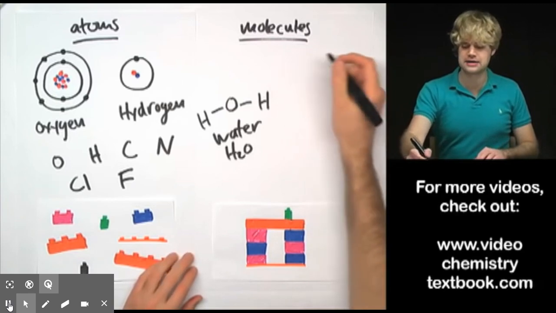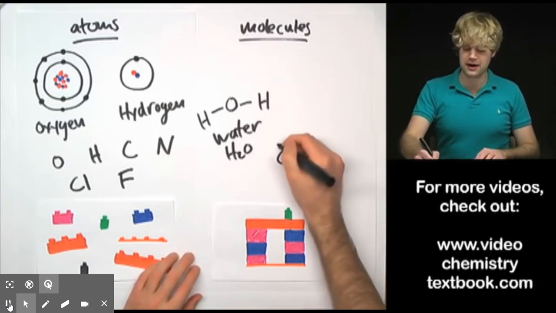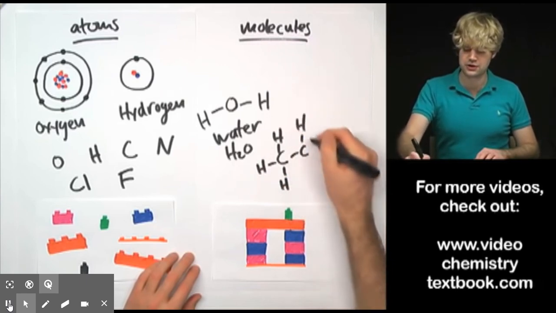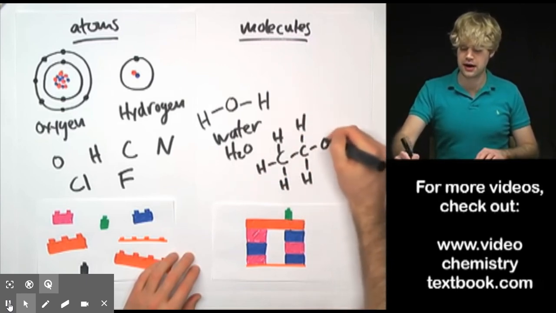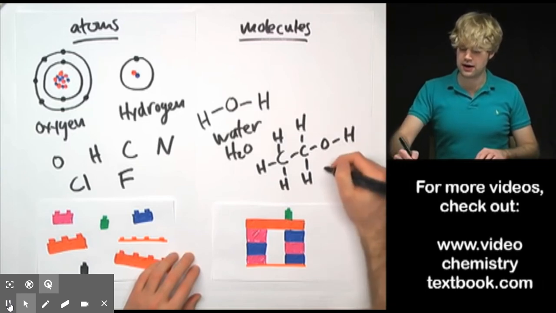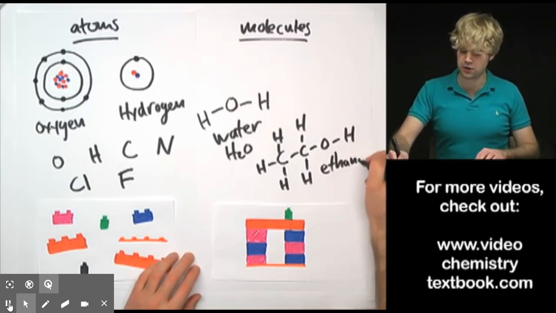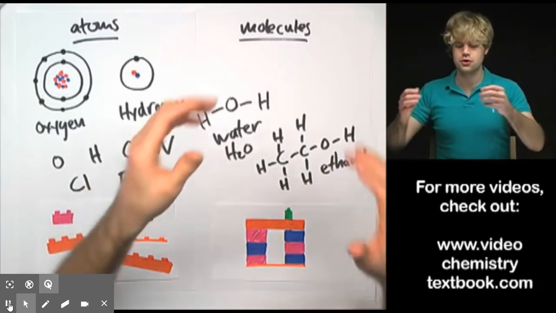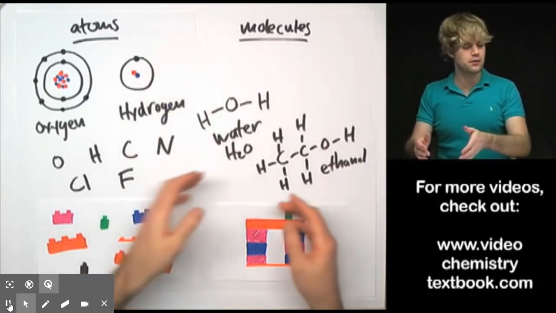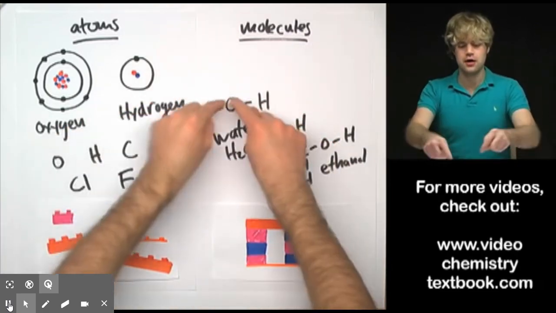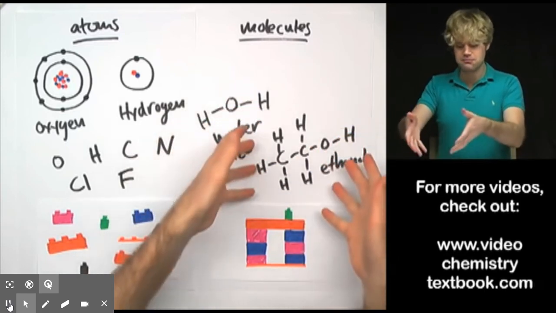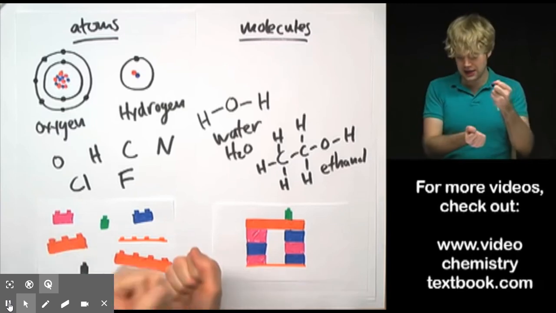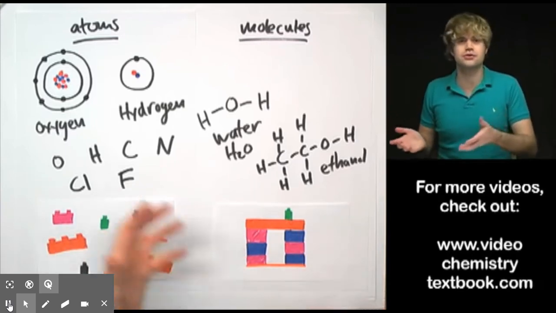Or I can do this. I can take a carbon atom, snap 3 hydrogens to it, attach another carbon with 2 hydrogens, and then an oxygen, and then a hydrogen, and I have a molecule of ethanol, which is a kind of alcohol that's in beer and wine. So the point is, molecules are made when we take individual atoms and physically combine them together to make stuff. Just the same way we take individual Lego blocks and snap them together to build houses or whatever you want to make.